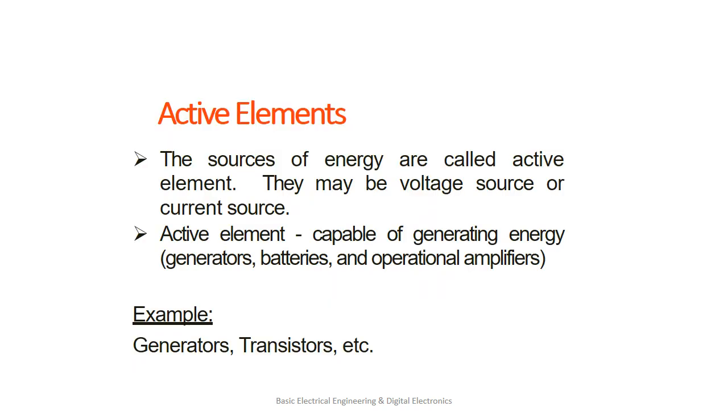Next is your active element. In an electrical circuit, the sources of energy are called active elements. Therefore, they may be voltage sources or current sources. So an active element is nothing but something capable of generating energy. For example, generators, batteries, operational amplifiers or transistors, etc.